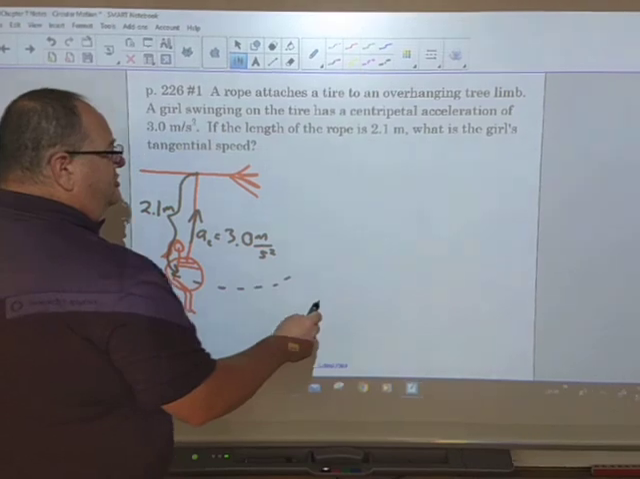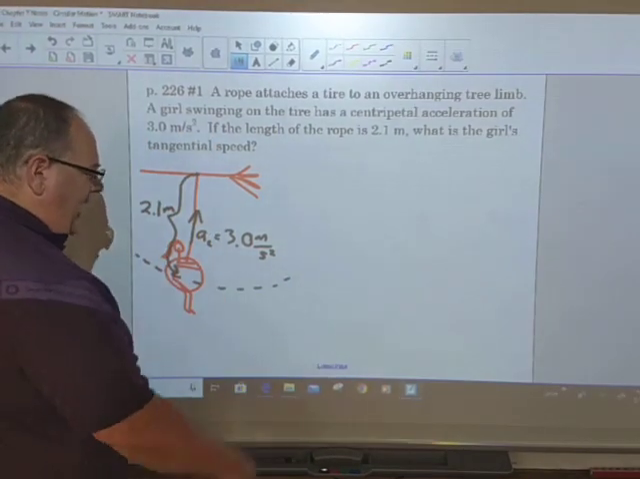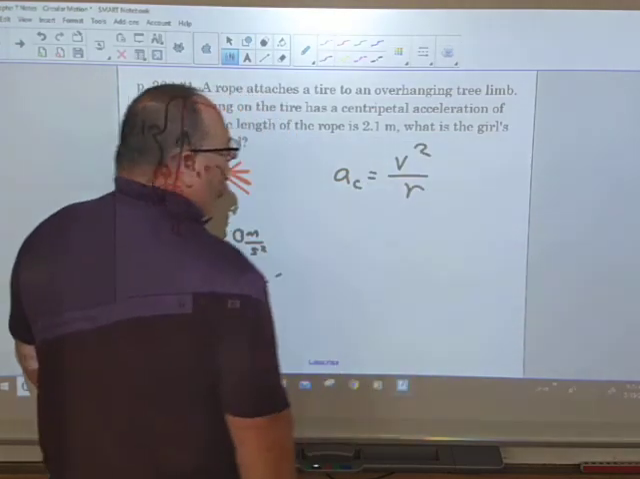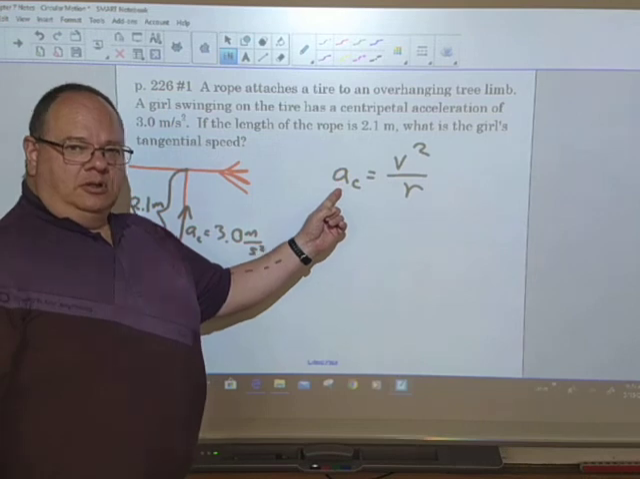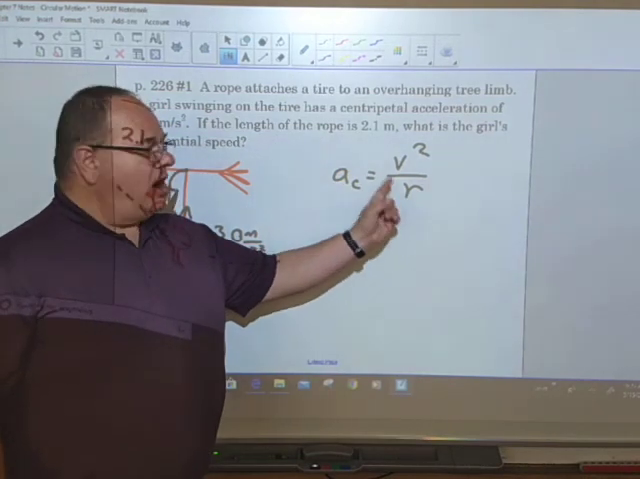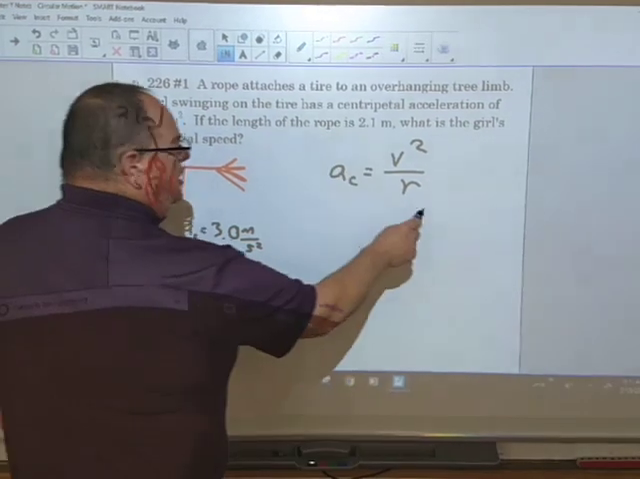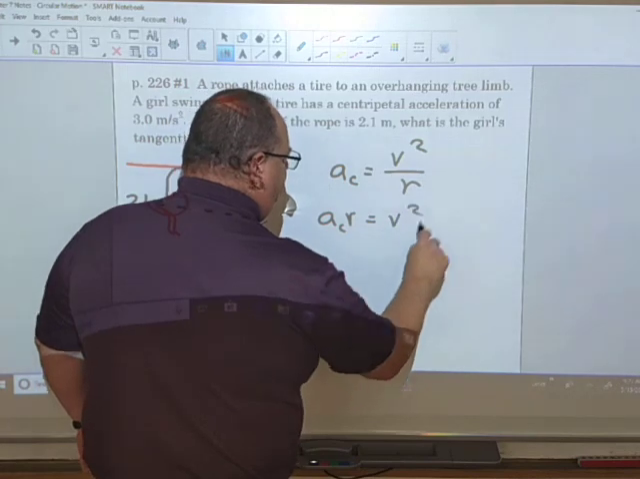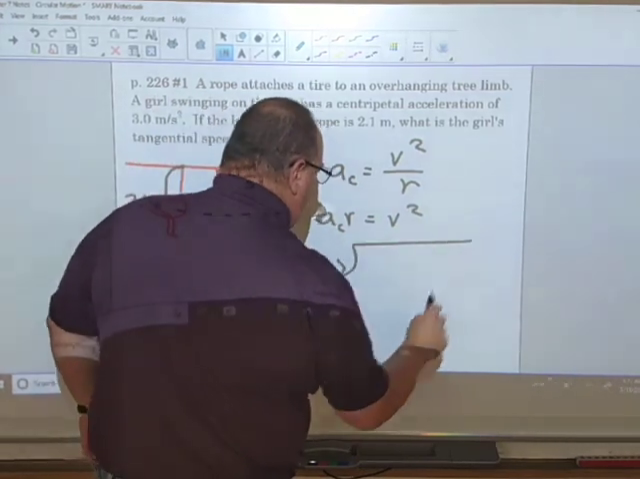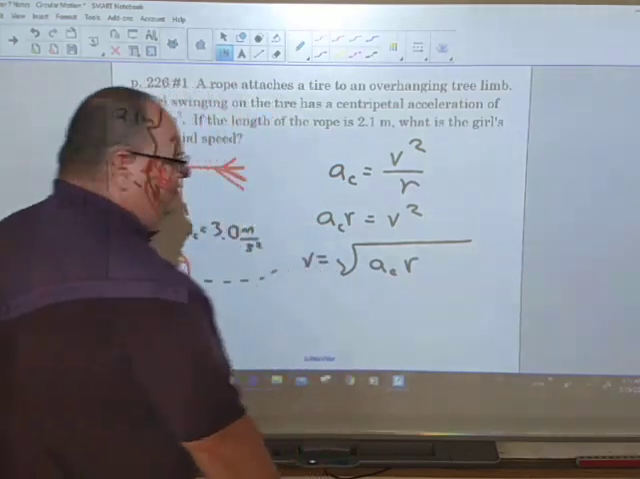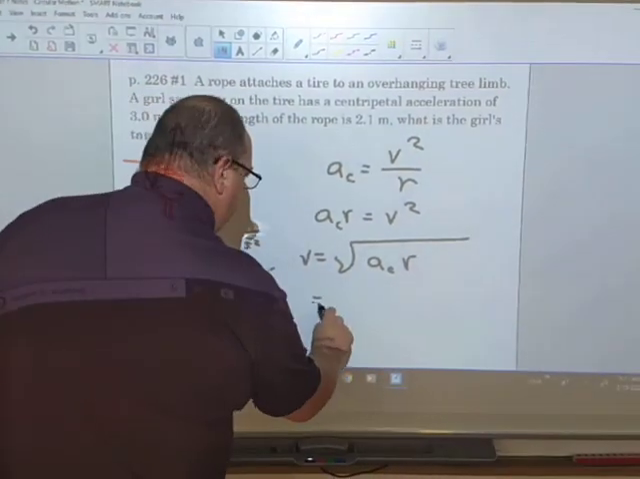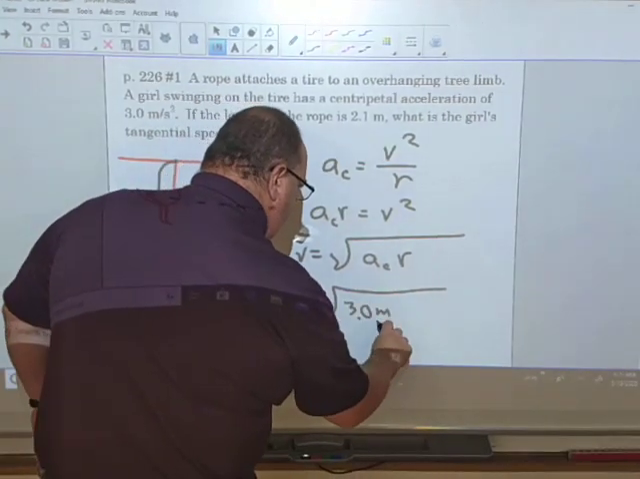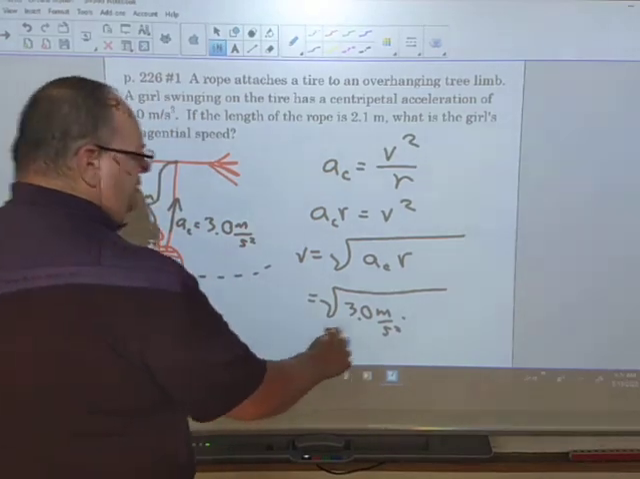What's the girl's tangential speed? Well, the math that we're looking at right now says centripetal acceleration is v squared over r. We were given the centripetal acceleration and r, so we just have to solve for v squared. I'm going to multiply both sides by r, so centripetal acceleration times r equals v squared. V is going to equal the square root of centripetal acceleration times r, square root of 3.0 meters per second squared times 2.1 meters.